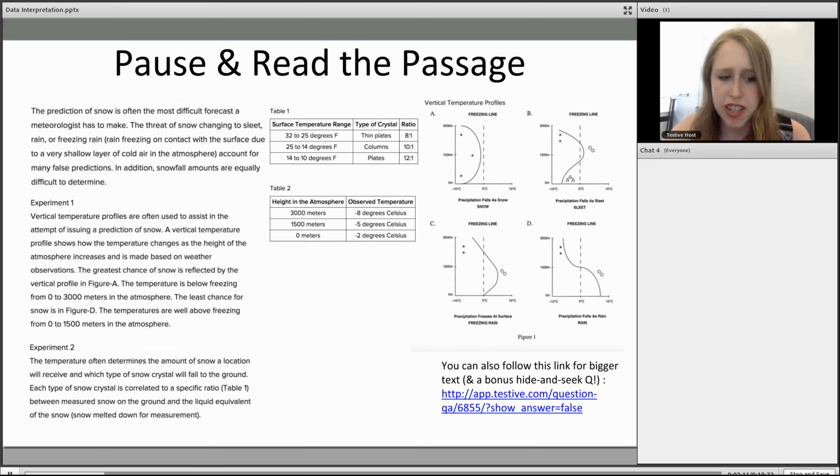So let's look at an actual passage to get a better idea of what's going on in the data interpretation section. I want you to pause and read this passage. You can also use the link at the bottom right corner to see it on the tested website. But regardless of how you read it, let's just pause here and let's regroup when you've familiarized yourself with the passage. Okay, I'm assuming that you've paused and read the passage, and if you haven't, you can still pause the video at any point to go back and read the passage.